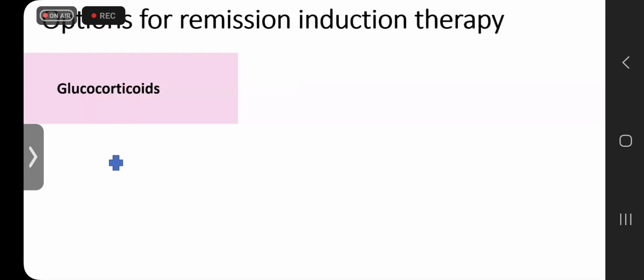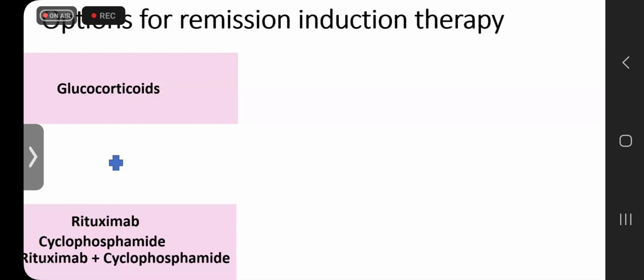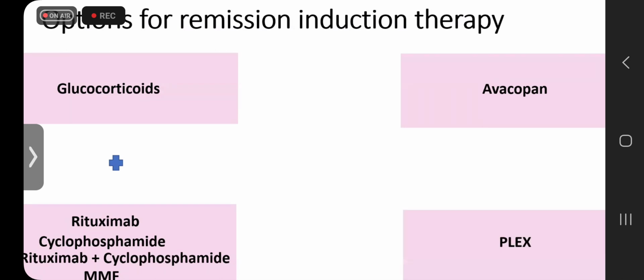So what are the options that we currently have for remission induction therapy? We use glucocorticoids along with either rituximab or cyclophosphamide, or a combination of rituximab and cyclophosphamide, and sometimes MMF. Avacopan has now become a treatment option, and PLEX remains still a treatment option in select cases.